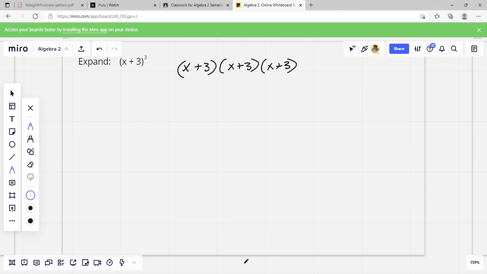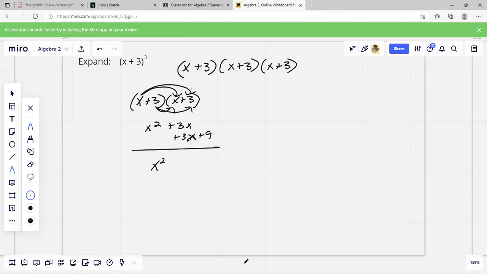So what we have to do is do 2 of them first and then multiply what we get by the answer. So we're going to do x plus 3 times x plus 3, and we're going to rainbow this. X times x will be x squared. X times 3 would be 3x, and then x times 3 right here would be another 3x, and then 3 times 3 would be 9, and then we would add those two together, so we get x squared plus our like terms, 3 and 3 is 6x plus 9.